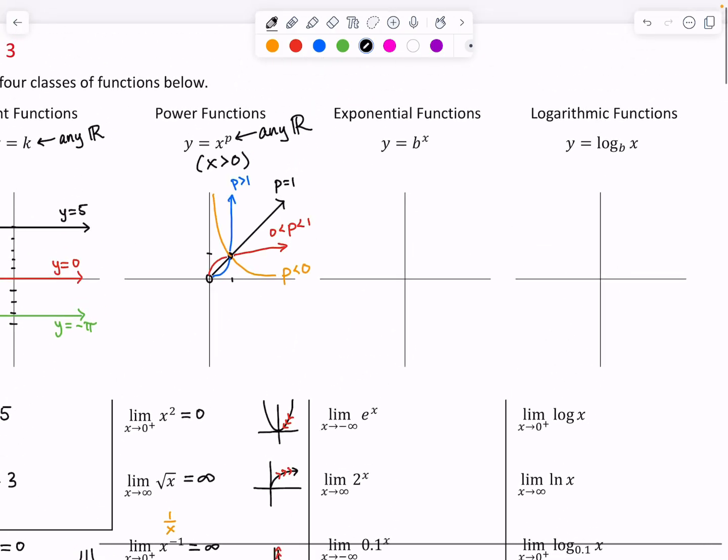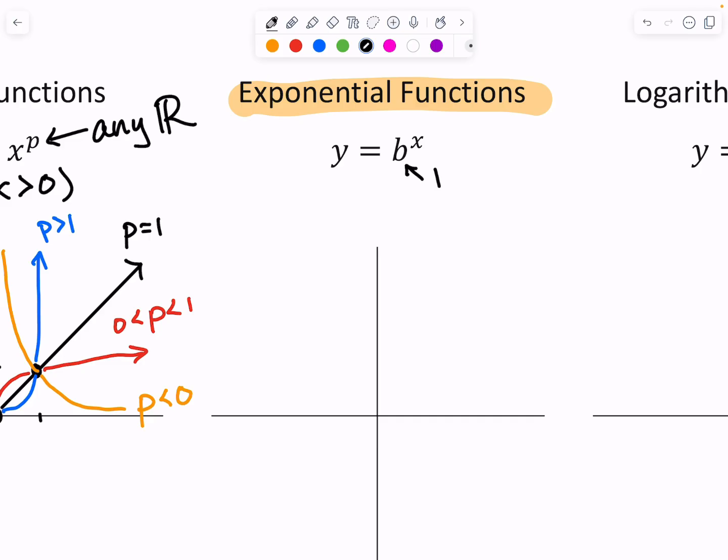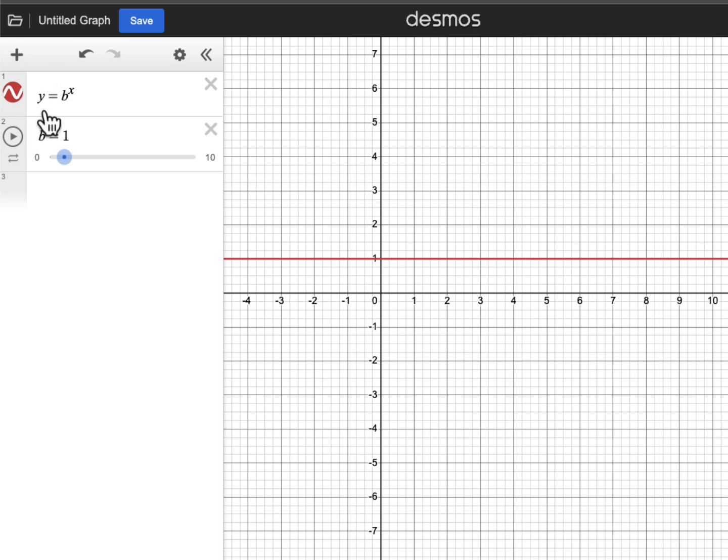Okay, next let's look at exponential functions. Y equals b to the x. Now b is called the base, and for exponential functions, the base must be positive but not be 1. Looking at technology, I have typed in y equals b to the x. Right now the base is at 1, which produces a horizontal line, which is just a constant function, so not interesting. So we don't want the base to be 1.